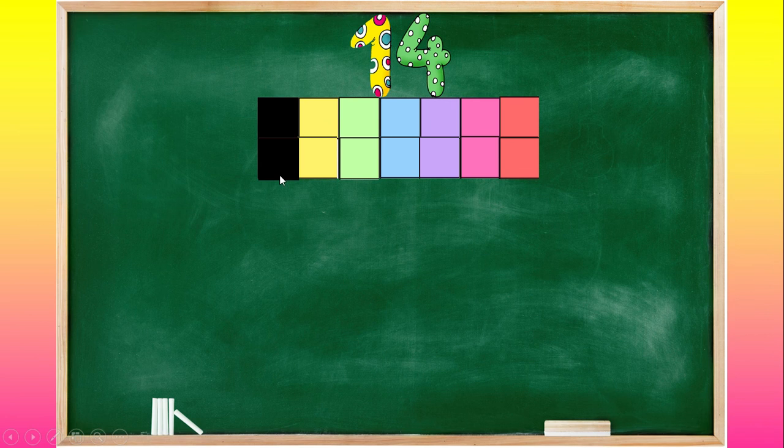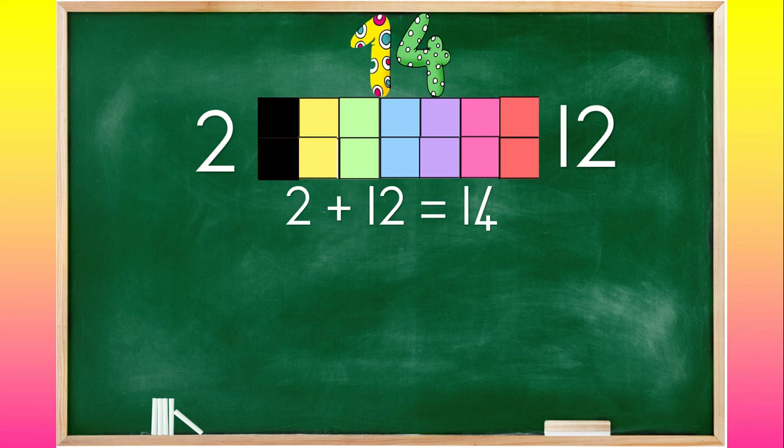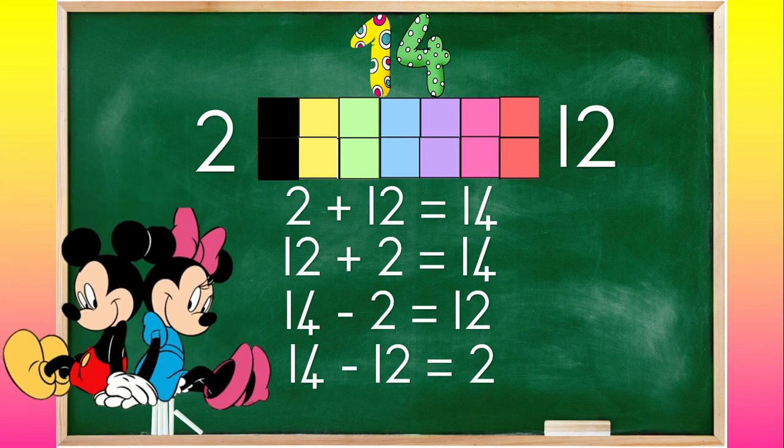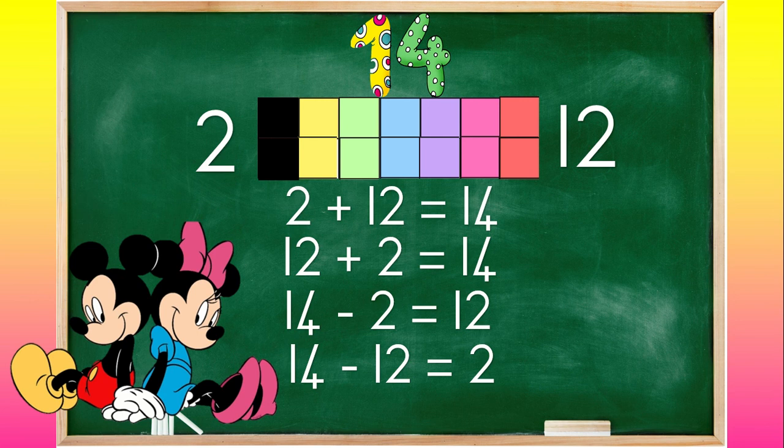If I have 2 black blocks, how many colored blocks do I need to get to 14? 1, 2, 3, 4, 5, 6, 7, 8, 9, 10, 11, 12. So 2 and 12. 2 plus 12 gives me 14, but 12 plus 2 will also give me 14. If I have 14 blocks and I take away 2, I am left with 12. If I have 14 blocks and I take away 12 blocks, I'm left with 2. So 2 and 12 are friends, the same way that Mickey and Minnie Mouse are friends.